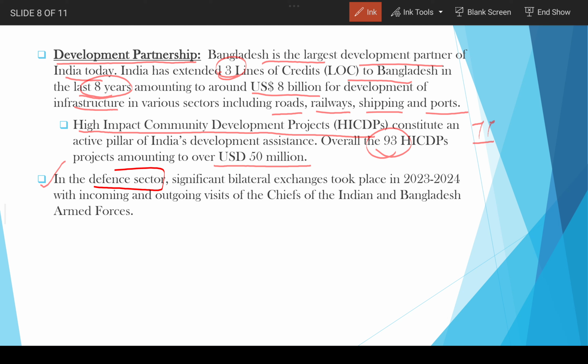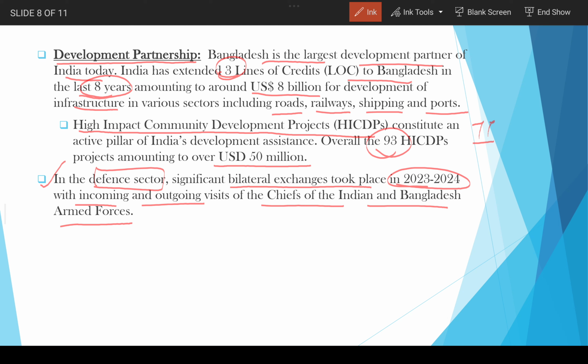Then it comes to the defense sector. When it comes to the defense sector, significant bilateral exchanges took place in the year 23 to 24 with incoming and outgoing visits of chiefs of Indian and Bangladesh armed forces. So this is about the defense sector. There are also cultural ties, which are historical and cultural ties with Bangladesh. Okay, so these are the areas of cooperation between the countries of India and Bangladesh.